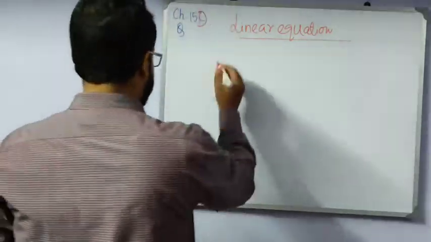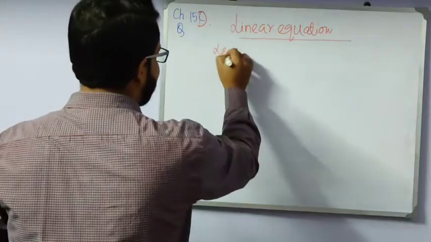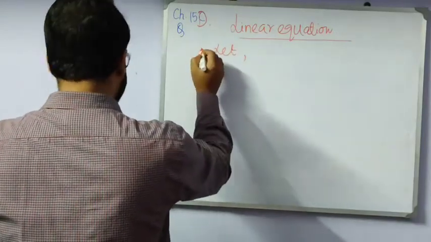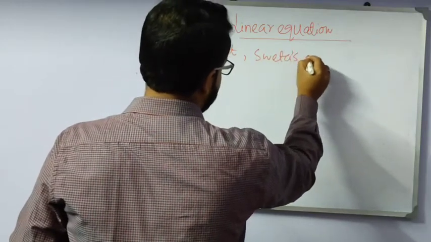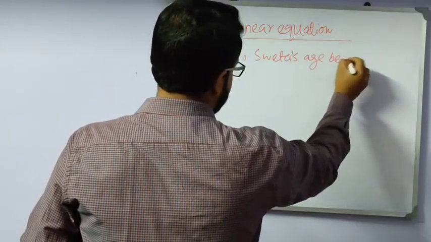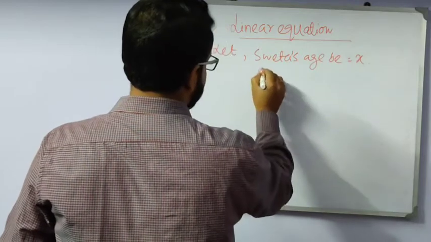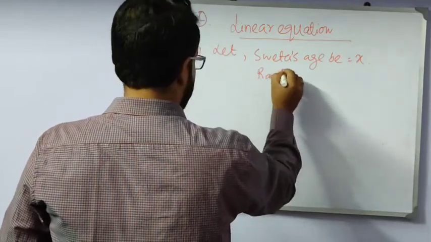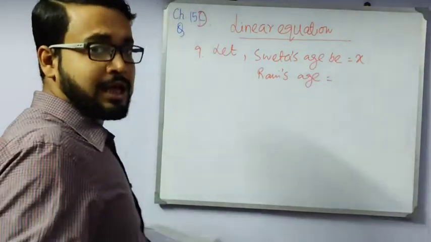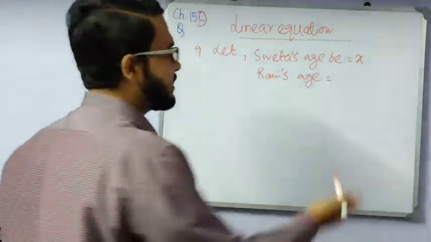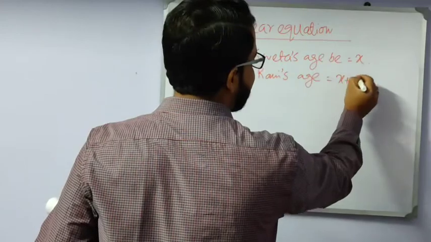See it. You have to first write, let Sweta's age be x. So Rani's age? 8 years more than x. That means x plus 8.